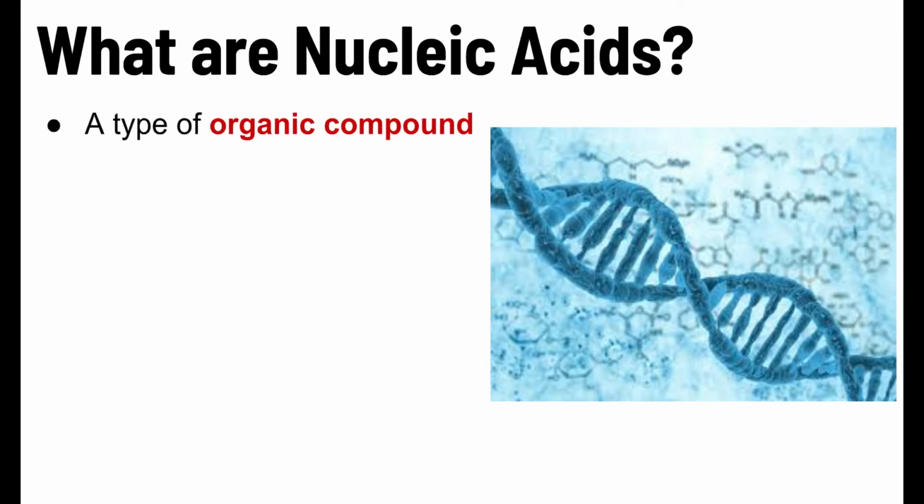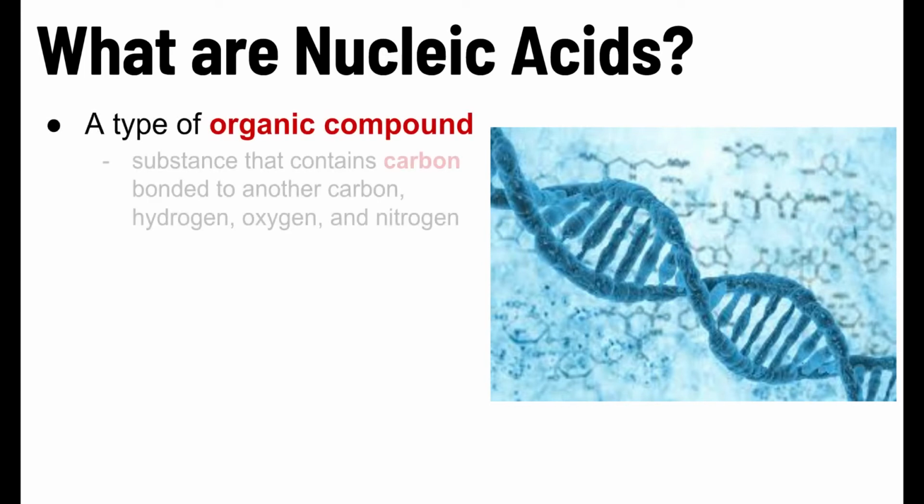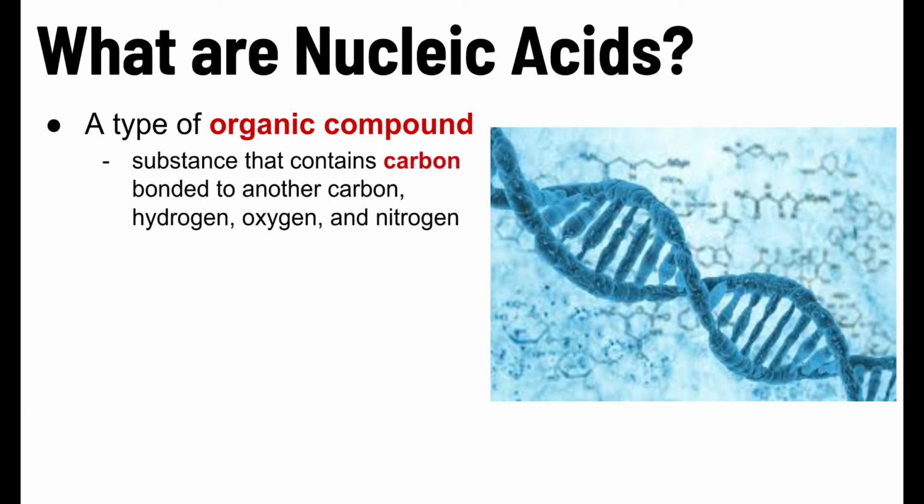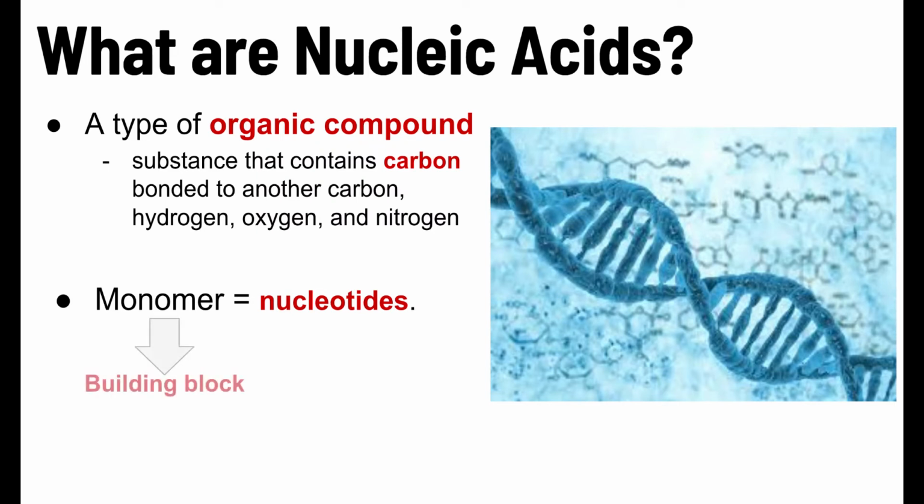Well, like carbohydrates and lipids, they are a type of organic compound. And again, an organic compound is a substance that contains carbon that's bonded to another carbon, hydrogen, oxygen, or nitrogen. That's what it takes to be an organic compound, and nucleic acids are a type of organic compound. Now, the monomer of nucleic acids are called nucleotides. And again, a monomer is a building block.